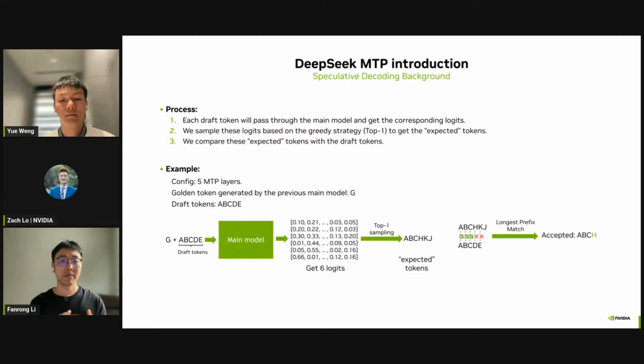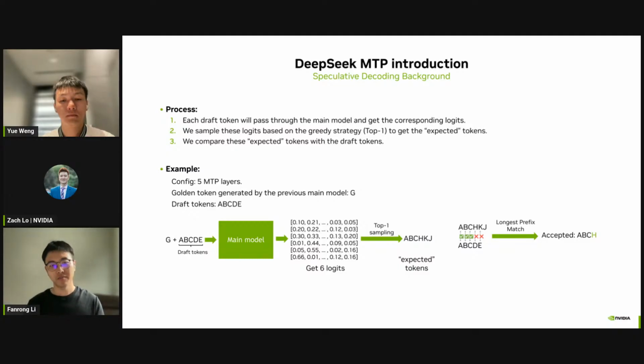When using speculative decoding, in the draft stage we predict the draft tokens. In this example, we predict A, B, C, D, E. They are the draft tokens, and we input all of those tokens, including the golden token G and the draft tokens A, B, C, D, to the main model, and then we get the output. We get the logits, and after sampling we get the expected output tokens.